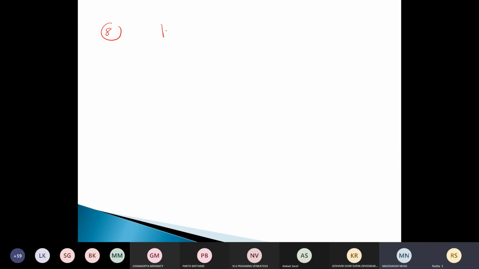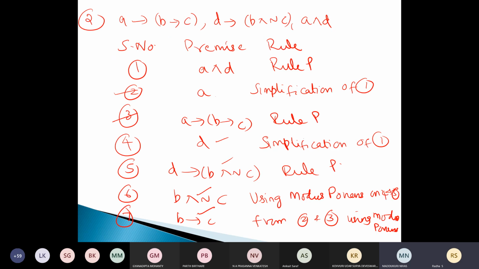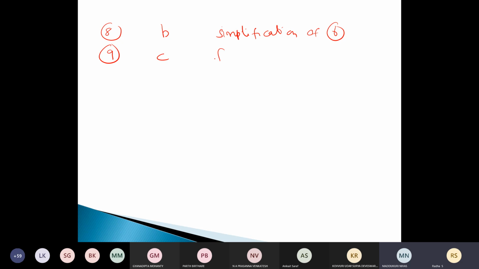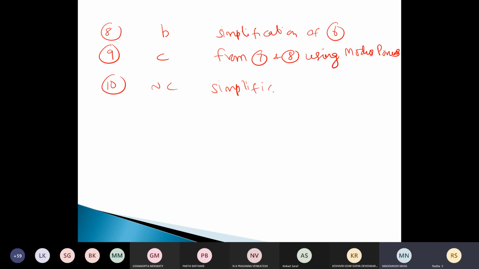8. B is true. Simplification of 6. Yes, ma'am. Simplification of 6. So B is true, B tends to C is true. So C is true from 7 and 8 using modus ponens. Then not C is true, simplification of 6 again. So C and not C from 9 and 10.